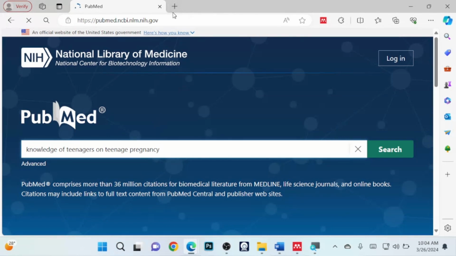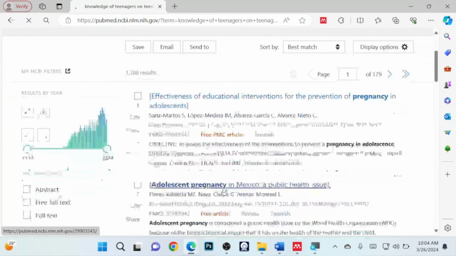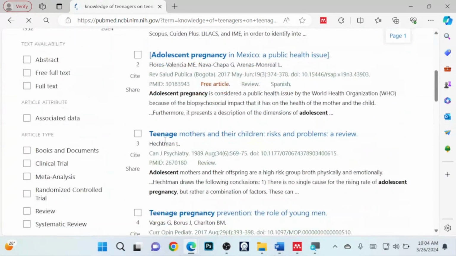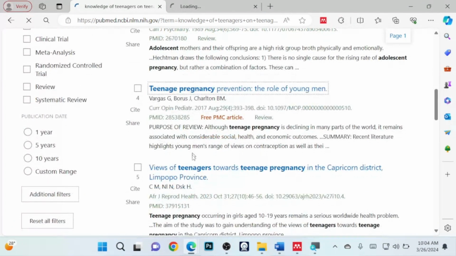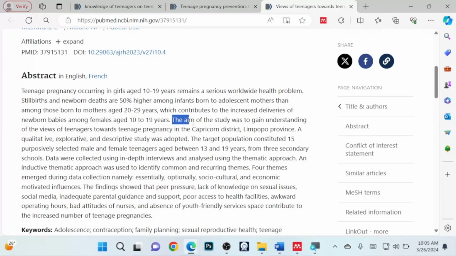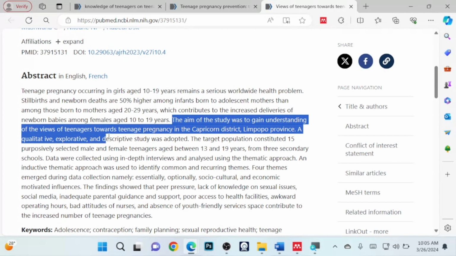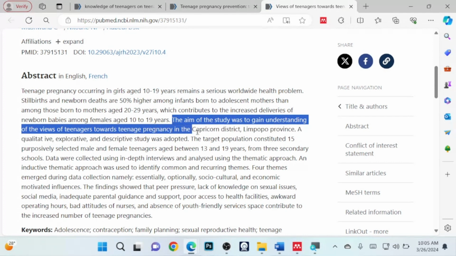Now I'll just wait to see if there are studies that have been conducted in this area. Then I'll search through: teenage pregnancy prevention, the role of young men. I could open this one, views of teenagers toward teenage pregnancy. Now this is perfect. So I'm looking at this study. The aim of their study was to gain understanding of the views of teenagers towards teenage pregnancy in the Capricorn District, Limpopo. This is a different study, and it was a qualitative, explorative, and descriptive study.